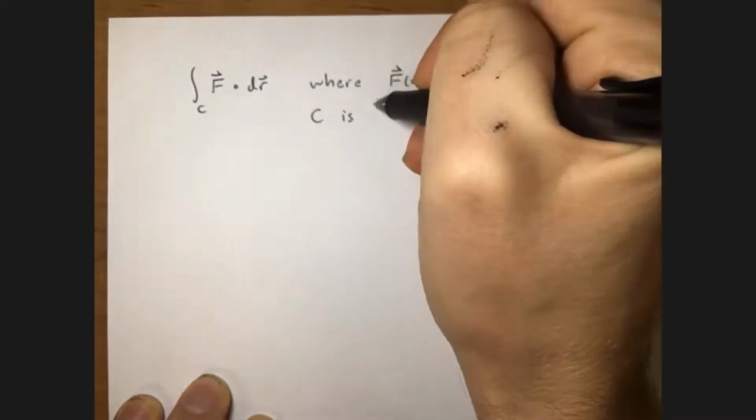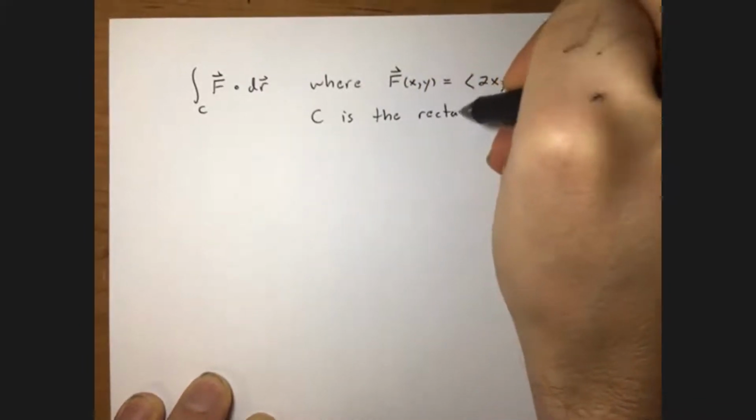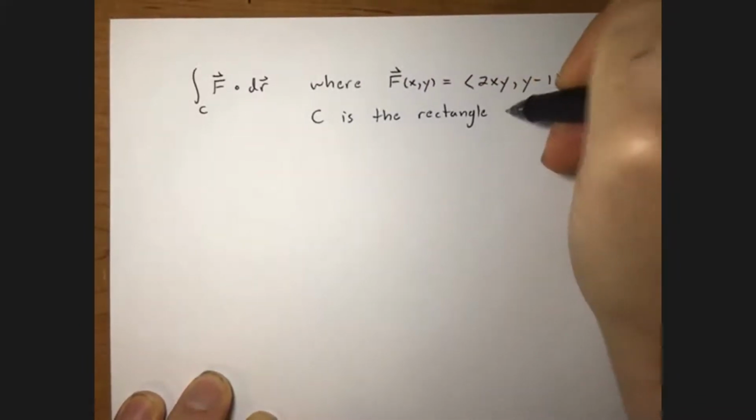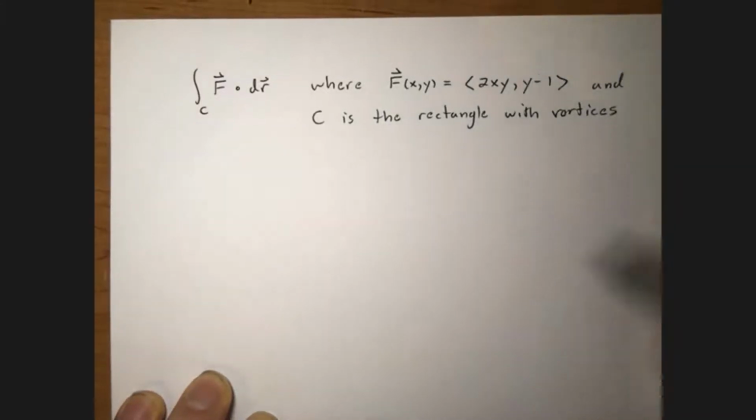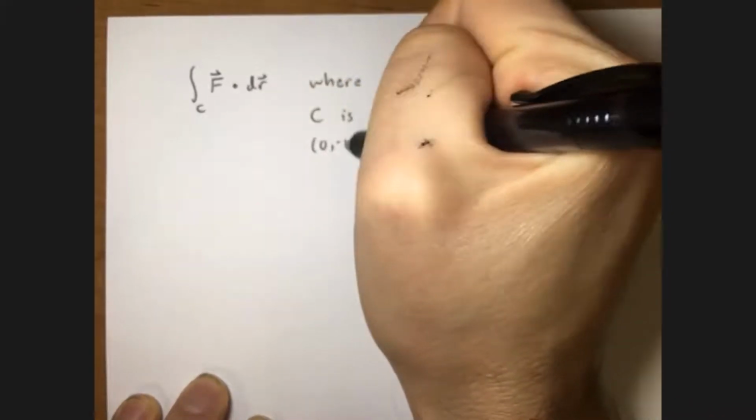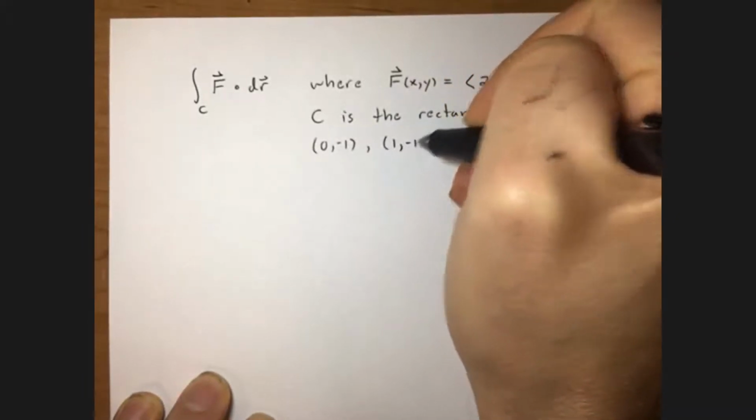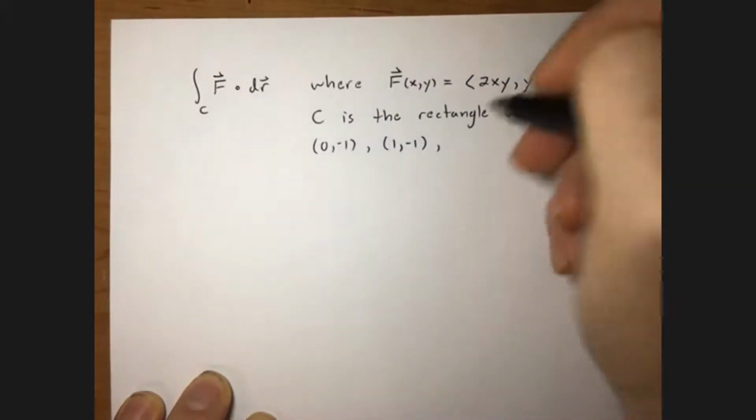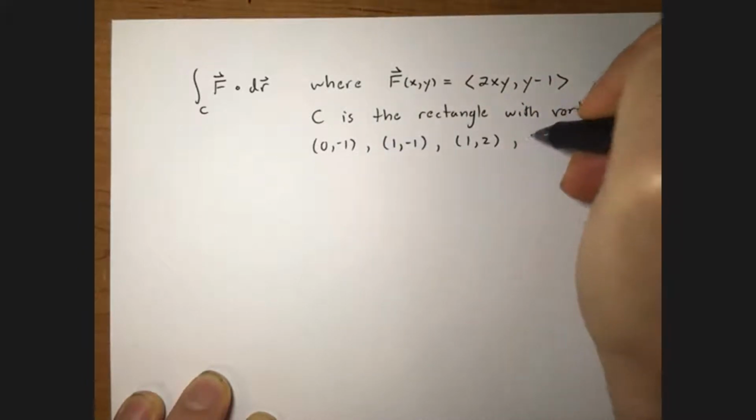And C is the rectangle with vertices, plural for vertex, (0, -1), (1, -1), (1, 2), and (0, 2).